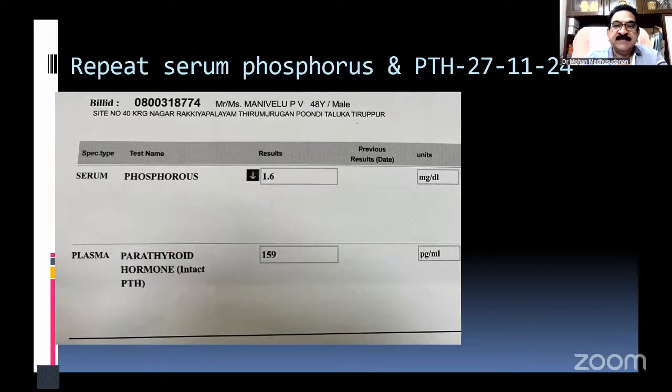So the repeat serum phosphorus was done. That is 27/11, 4 weeks after the first one. The phosphorus was 1.6. Parathormone has come down. The initial serum phosphorus was 1.4. Now it has increased to 1.6 after vitamin D. The initial PTH was 230. Now it has come down to 159 just on vitamin D.